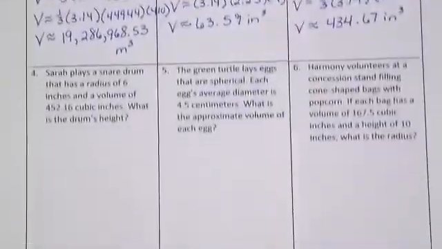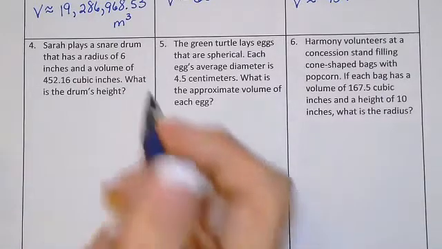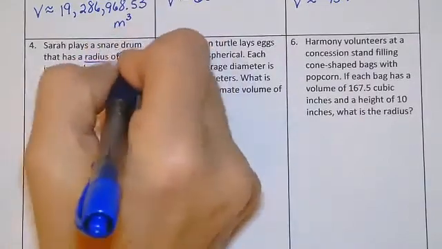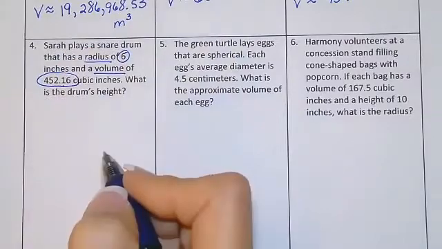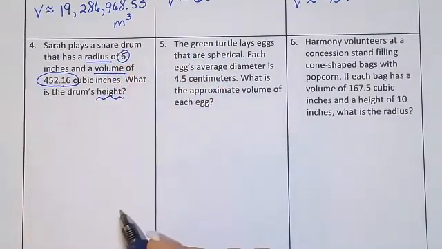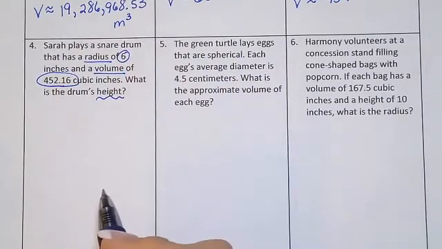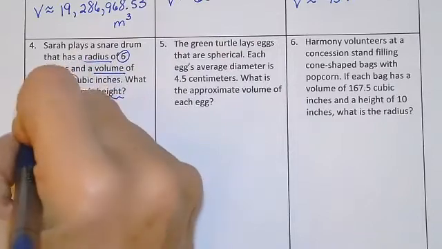All right, number 4. Sarah plays a snare drum that has a radius of 6 inches and a volume of 452.16 cubic inches. What is the drum's height? Okay, so we have a radius of 6, volume of 452.16, and it wants to know what the height is. So we need to use the formula for a cylinder because that's the shape of a snare drum.